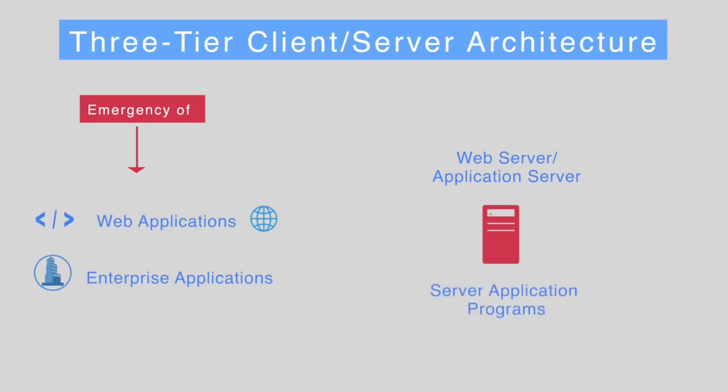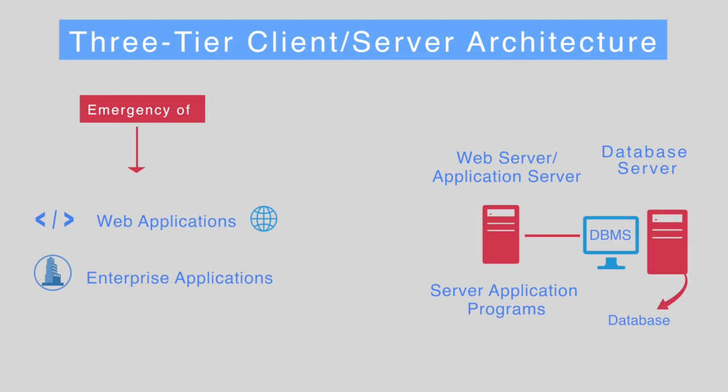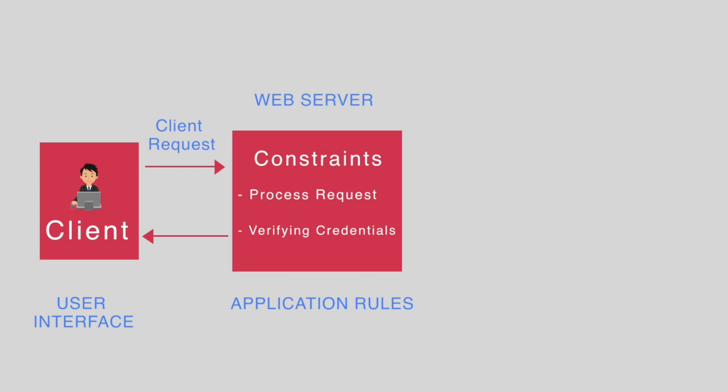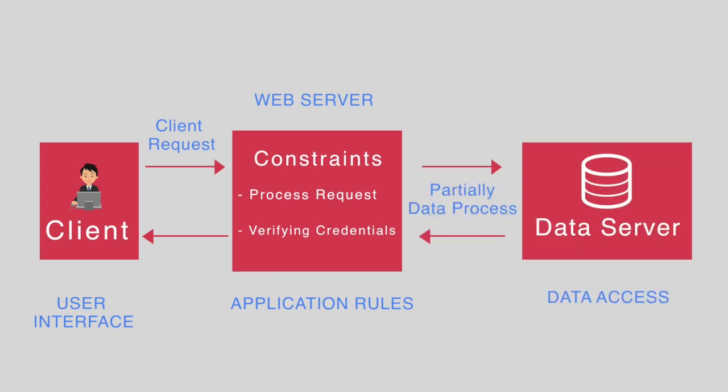The web server runs server application programs or procedures and stores business rules or constraints which are used to access data from the database server. The web server accepts requests from the client, processes and checks the client's credentials before forwarding a request to the database server, and it passes the partially processed data from the database server to the clients, where it may be processed further and filtered to be displayed to the users. Thus, the user interface, application rules, and database access act as 3 tiers.